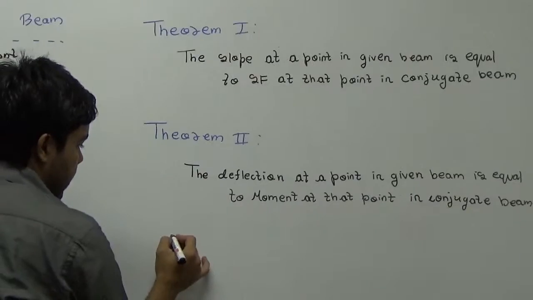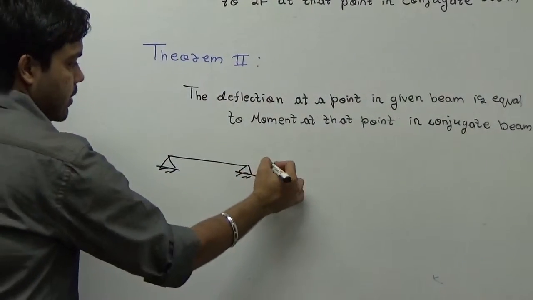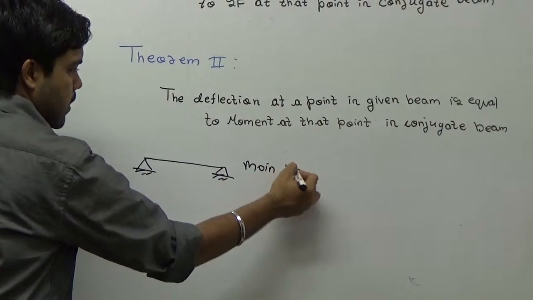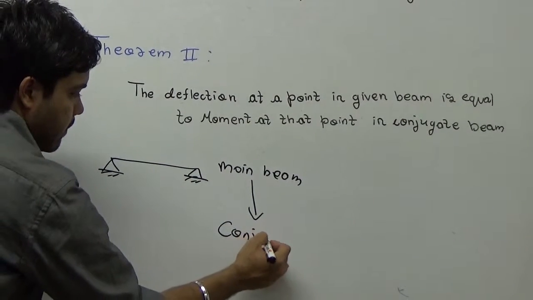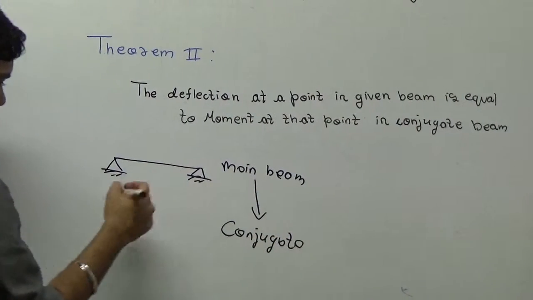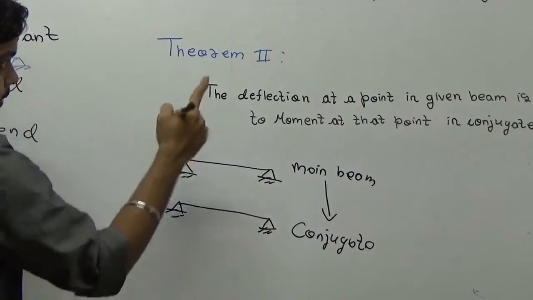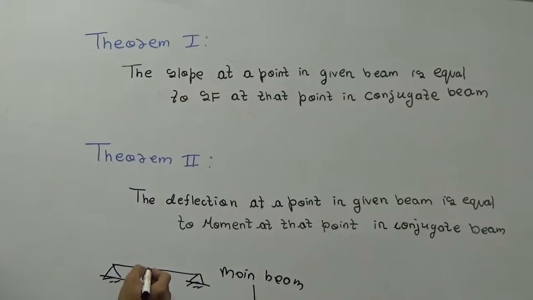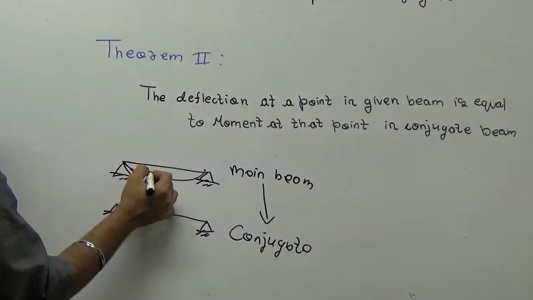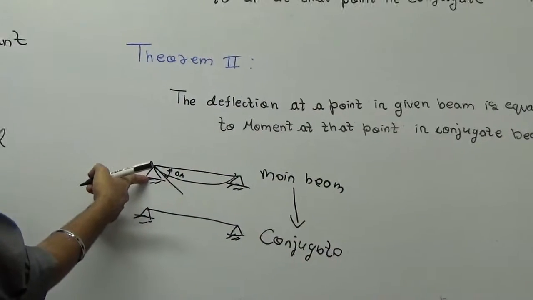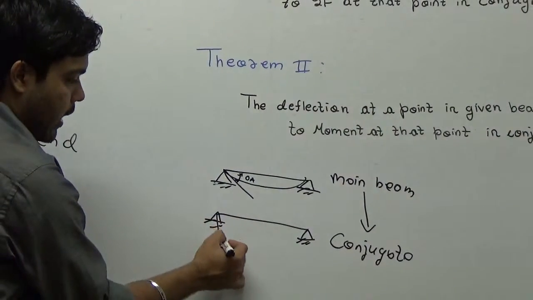So for example, if you have a beam like this, this is your main beam, and you have to first make its conjugate beam. We'll see what is the meaning of conjugate beam. In this case the conjugate beam will be a simply supported beam only. So the first theorem says that if you want the slope at a point, suppose this is the deflection and I need this slope theta A, the slope of the main beam will be the reaction on the conjugate beam. So you have to find the reaction over here.